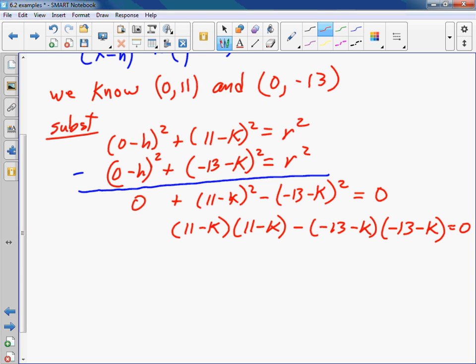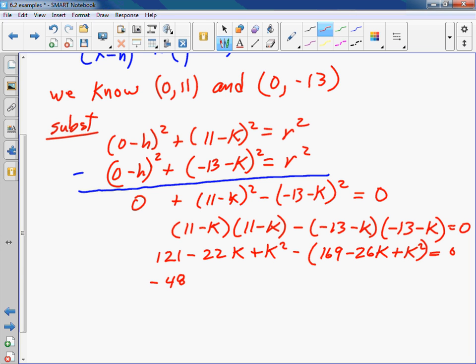Okay, so we're going to FOIL this. 11 times 11 is 121, minus 22k, plus k^2, minus (-13)(-13), which is 169, minus 26k, and check me on this because I'm going fast today, plus k^2 equals 0. And notice this negative is going to distribute, so we got to be careful. All right, 121 minus 169, negative 48.